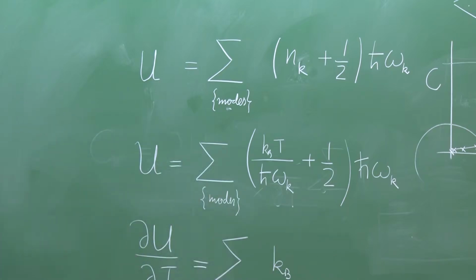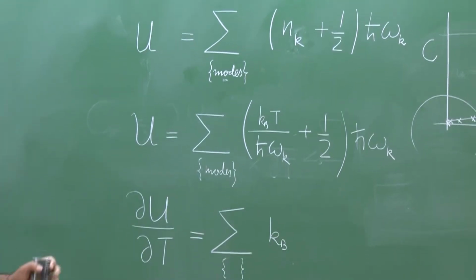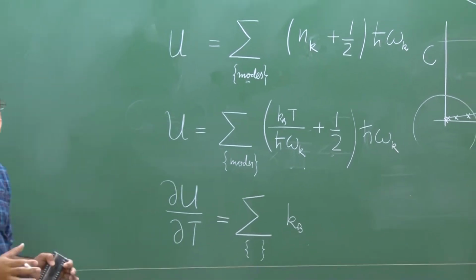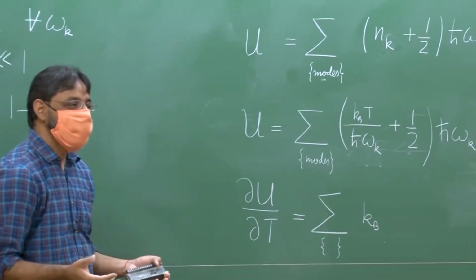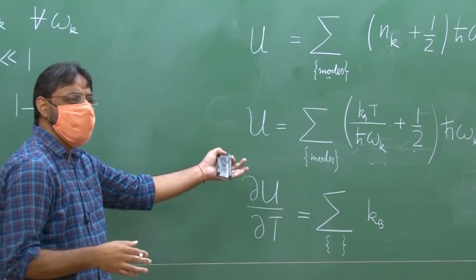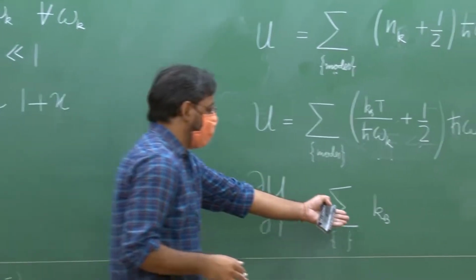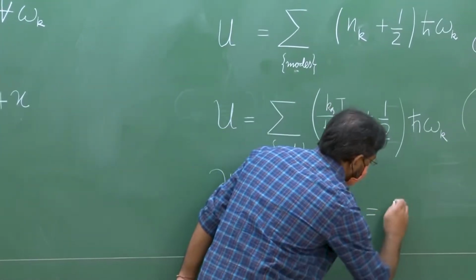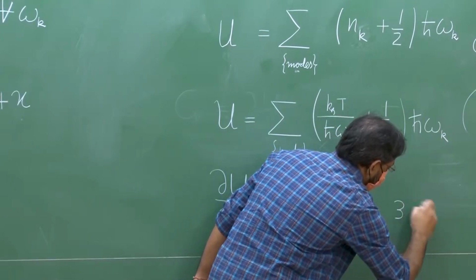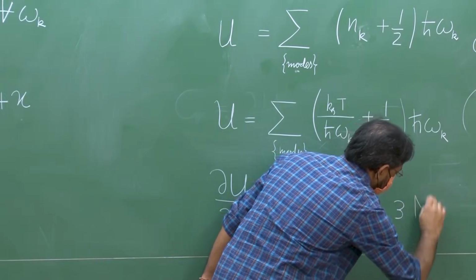Let's say we are dealing with a monoatomic 3D crystal. How many modes are there? 3N. Only 3 acoustical modes are there. Just for simplicity, you can write 3pN here as well. So this is nothing but 3N k_B.